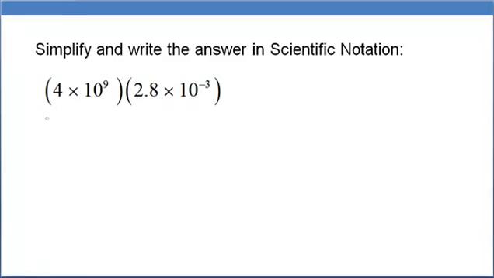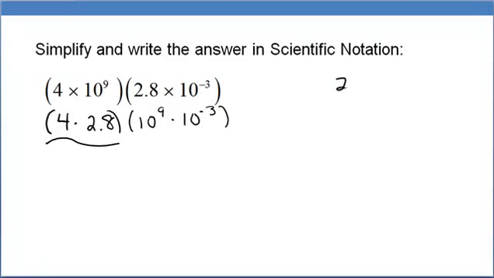So I'm going to pull my regular numbers, 4 and 2.8, to multiply those, and then I'm going to put together my exponents. So 10 to the 9th and 10 to the negative 3rd. I multiply my numbers, I have 2.8 times 4, so 11.2.